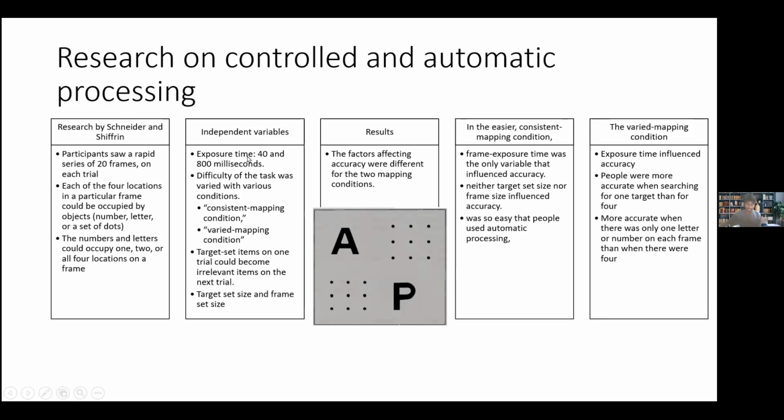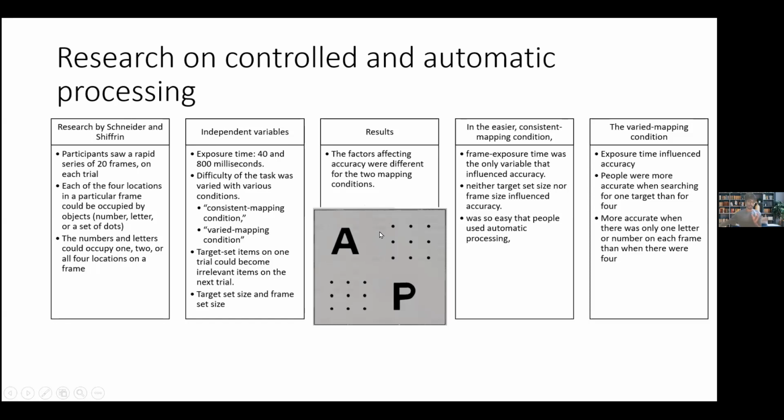The independent variable was the exposure time. This frame could be exposed for 40 milliseconds, or it could be exposed for as long as 8 seconds, or half of a second. Of course, if you see it for half a second, you will not be able to take in much information. But if it is shown for 8 seconds, you'll be able to take in a lot of information. The other variable is the difficulty of the task. Here there is something called consistent mapping and something called varied mapping.